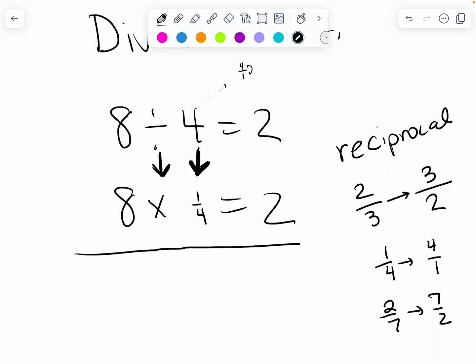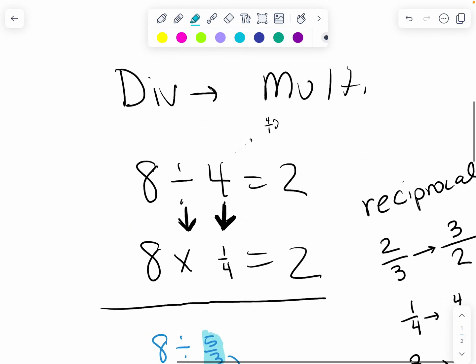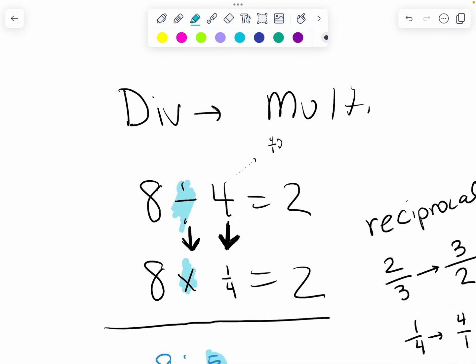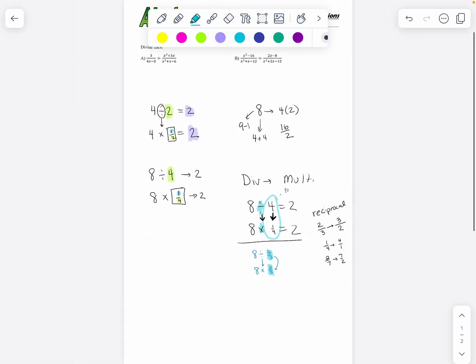So I could do something like 8 divided by 5/3 is the same thing as 8 times 3/5. We switch the operation, but if we do that, we also have to manipulate the fraction, or this thing that's doing the dividing, and flip it over. Okay, so turn division into multiplication by flipping and making the reciprocal of the second thing. So how does that help with what we're doing today? Oh, I used too much page here.